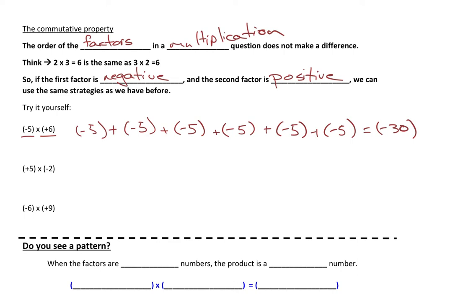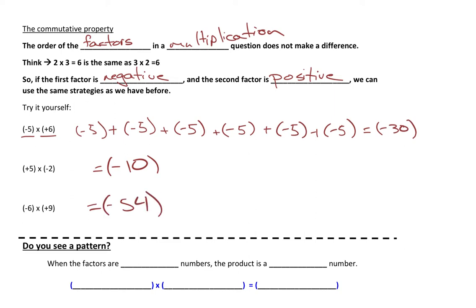Now you might have started to notice a pattern a little bit. We could do the next one as well. 5 groups of negative 2. The answer is going to end up being negative 10. Okay. And then for the last one, 9 groups of negative 6. The answer is going to end up being negative 54.